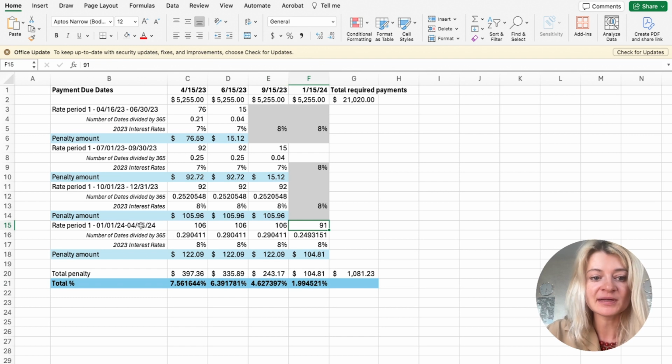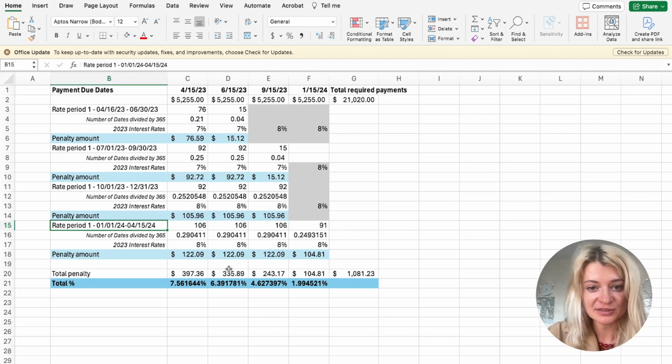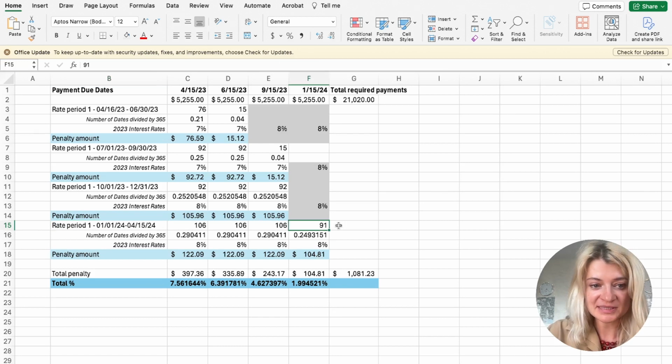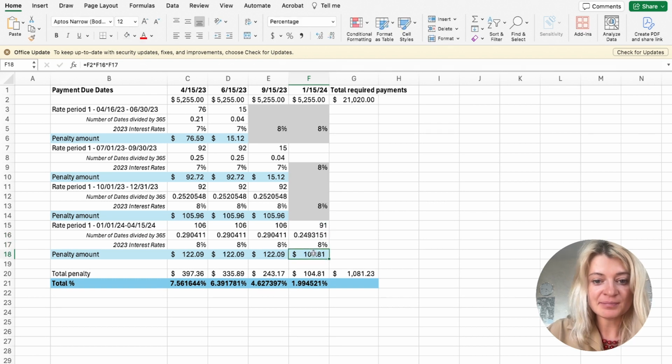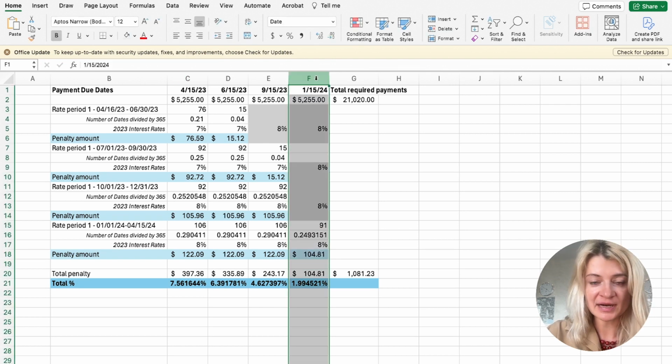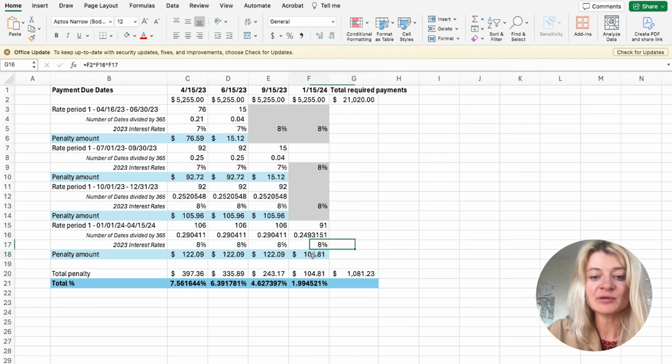So for Q4 we'll calculate the number of days from January 1st, 2024 to April 15, 2024. That will be 91 days. Then we'll divide that number of days by 365, and then that number multiplied by 8%, that will be our penalty. So for not paying Q4 estimated tax payments, we only pay $100, right? Anyways, the total of those four amounts will be $1,081, and I'll compare to the software right now.